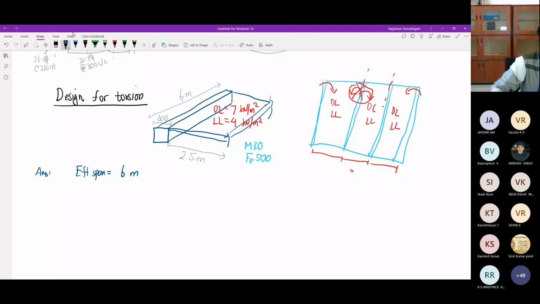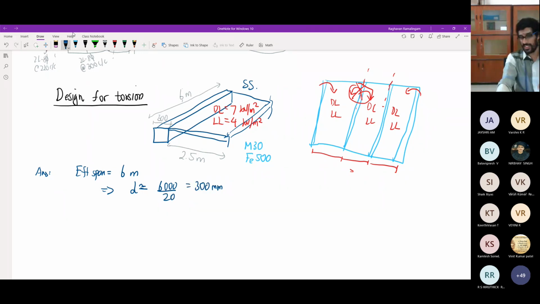If the effective span is 6 meters, and this is simply supported, then what do you think should be my depth approximately? You have the L by D ratio conditions. What is the L by D ratio for a simply supported beam? 20. So L by D is 20, meaning that my D should be approximately 6000 by 20, which is about 300 mm, based on serviceability conditions.